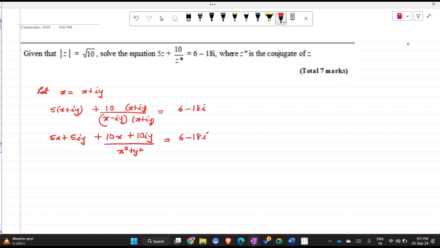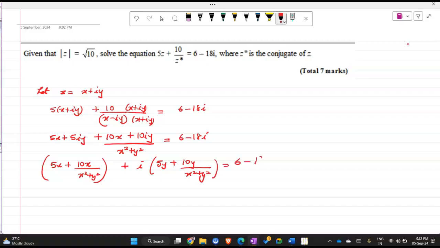Now what's going to happen is you always try to think of the real part and the imaginary part. So 5x, you take the LCM for that? I am not taking it, because I always focus on getting the real part and the imaginary part. x square plus y square, that's my real part. Correct? Plus my imaginary part would be 5y plus 10y over x square plus y square, is equal to 6 minus 18i.